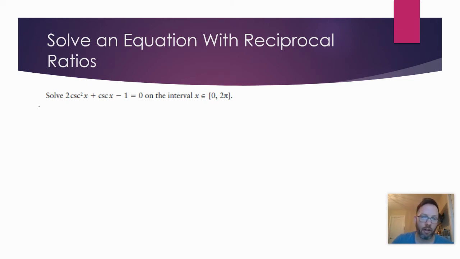So I'm just going to replace cosecant x with u and just write 2u squared plus u minus 1 equals 0, just because it'll be a bit less clunky as I'm factoring. So let's factor. I'll use decomposition here, looking for numbers that multiply to minus 2 and add to 1. Those numbers are 2 and negative 1.